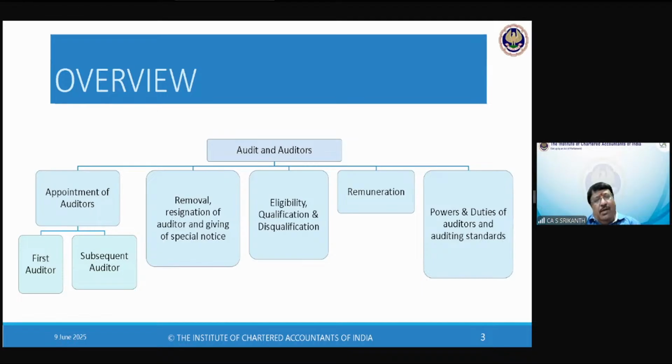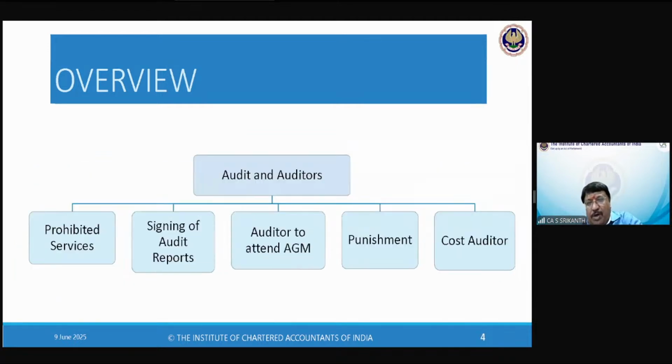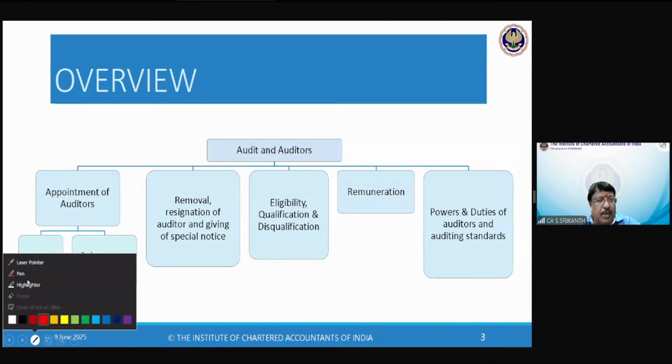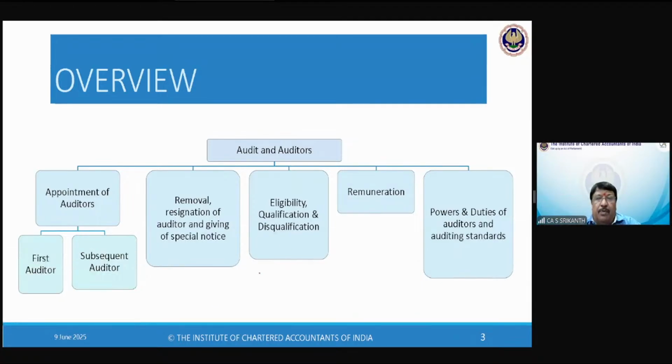So eligibility, qualification and disqualification. My God. More than qualification, which is only one, becoming a member of the Institute of Chartered Accountants of India, there are more disqualifications. We should see what they are. Very important. From exam point of view, disqualifications are very, very important. Remuneration, of course, we need to eat, survive, live, raise the family. We need something.